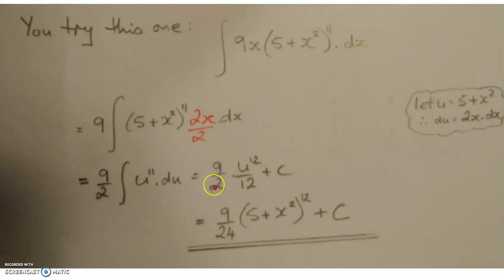This 12 here multiplies the 2 to give 24. We could have made this fraction smaller by dividing top and bottom by 3, and we would have got 3 over 8. But really, it's okay like that. The most important thing is that you know how to do the integration.